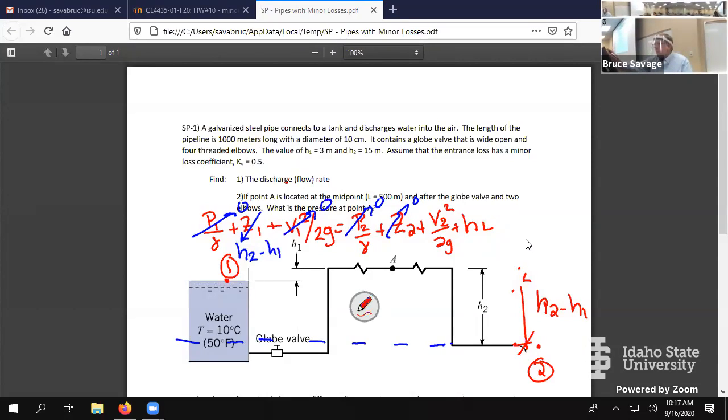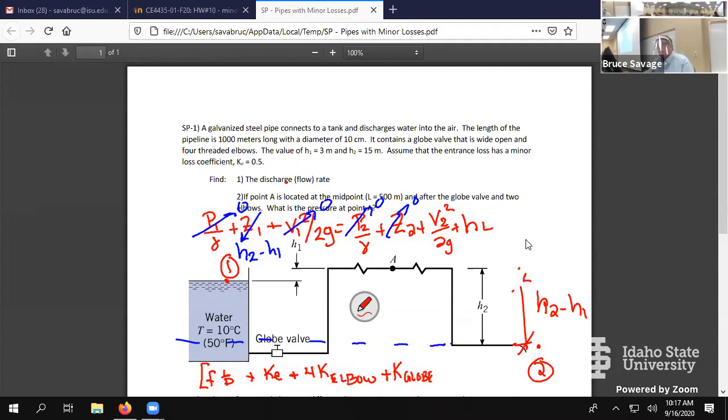Now our head loss, our friction loss, is going to be f L over D. And I'm just going to leave it in that form, f L over D. Plus then we have an entrance loss, so K sub E. Plus 4 times the K of the elbow. And last time we talked about how to get the correct value for that, because it's a threaded elbow. Plus K of the globe valve.